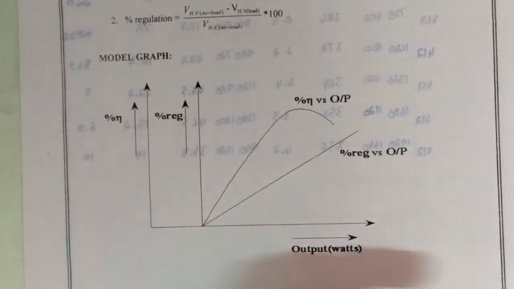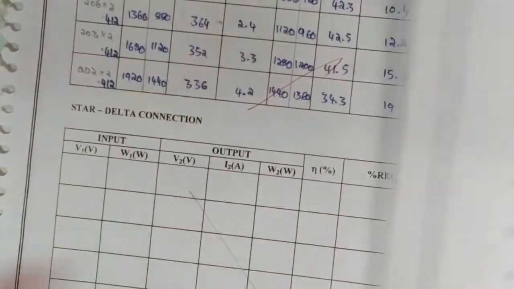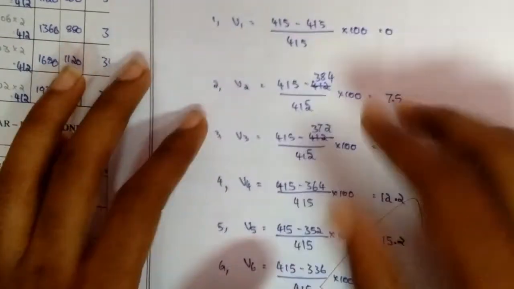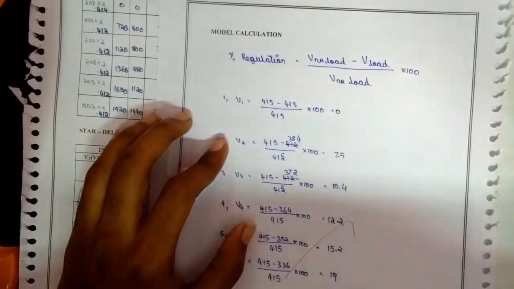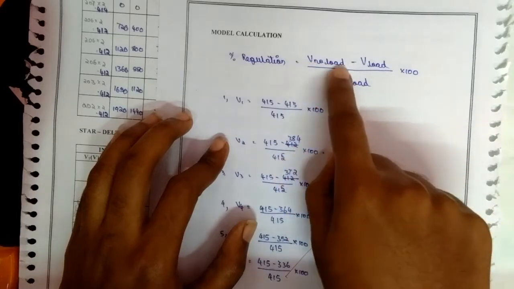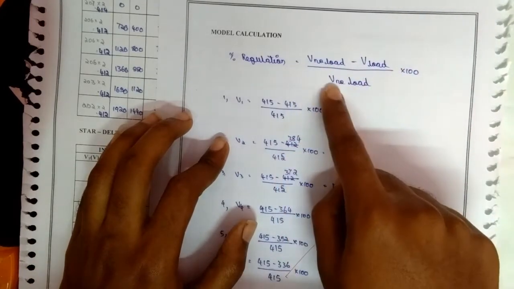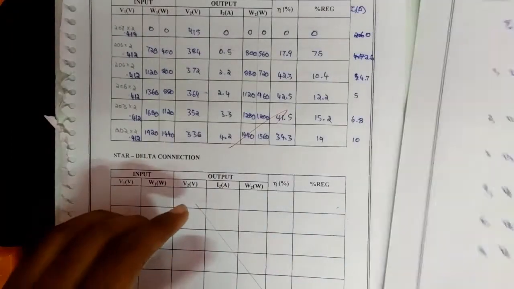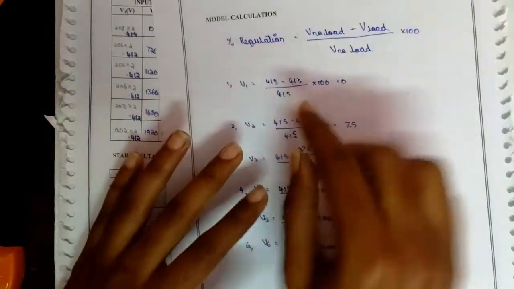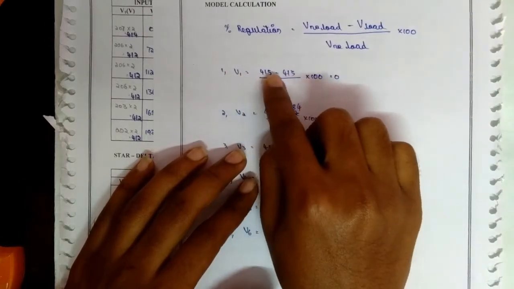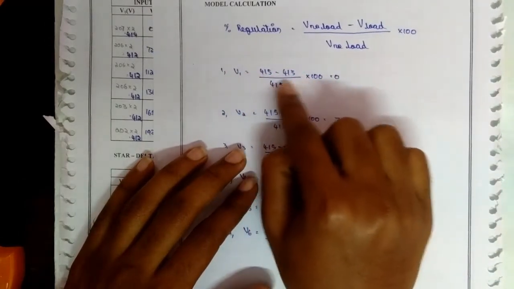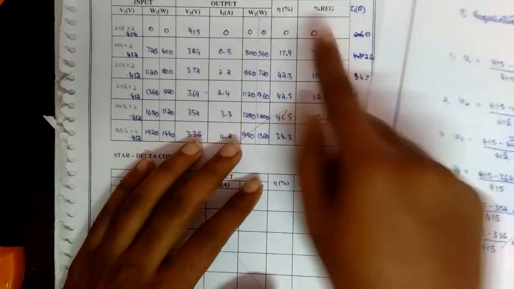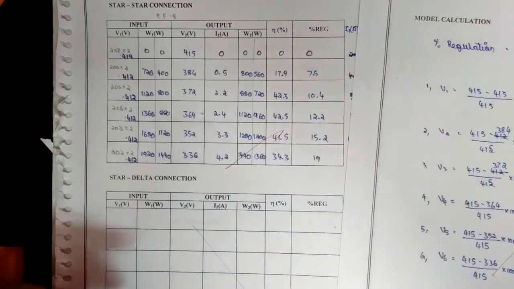So I will give a model calculation for few values. So the percentage regulation is equal to V no load minus V load by V no load into 100. So first value is V1 is equal to 415, 415 minus 415 by 415 into 100. So value will be 0. The percentage regulation will be 0.